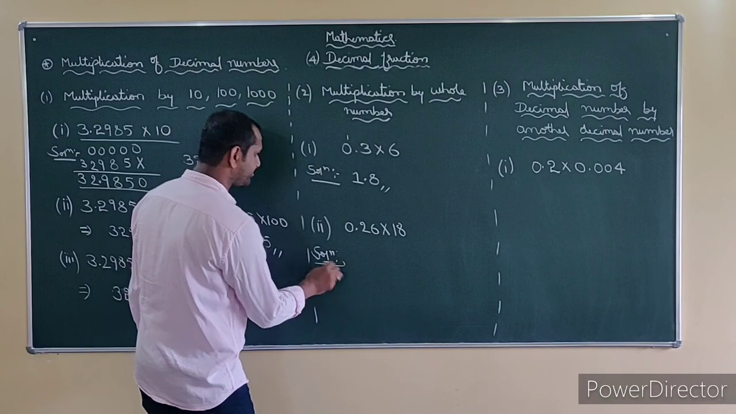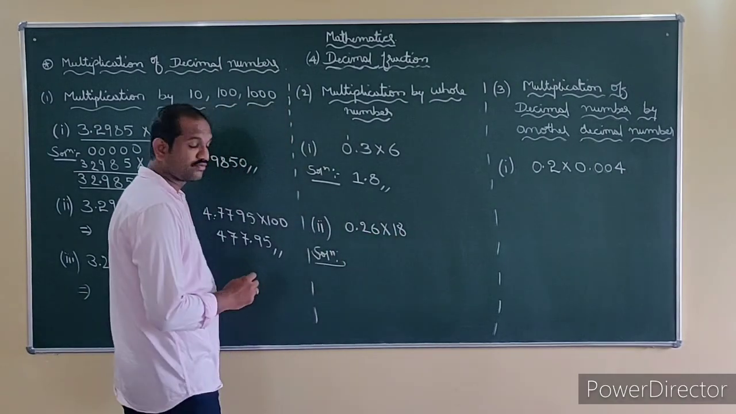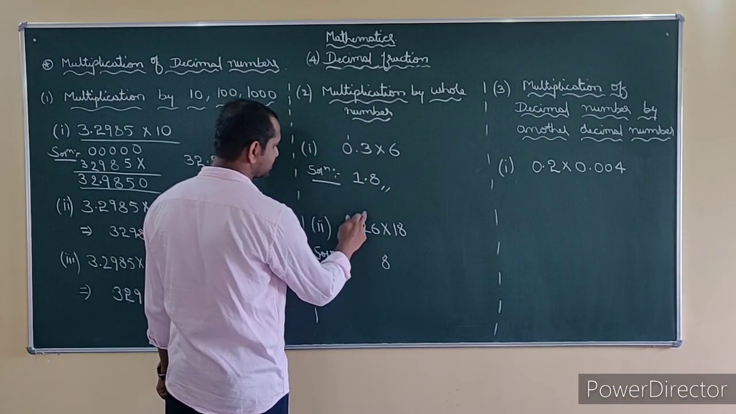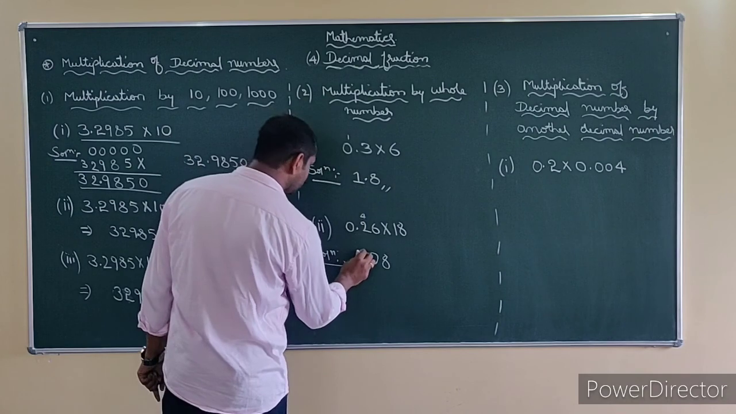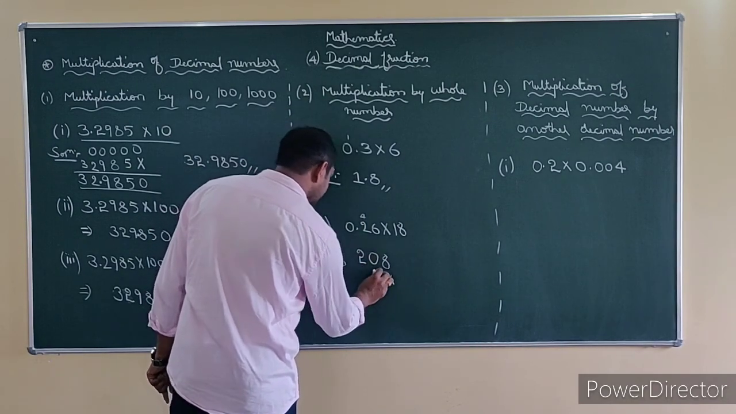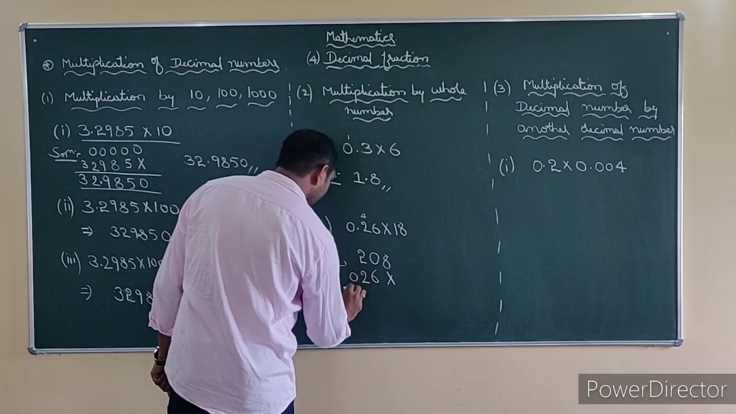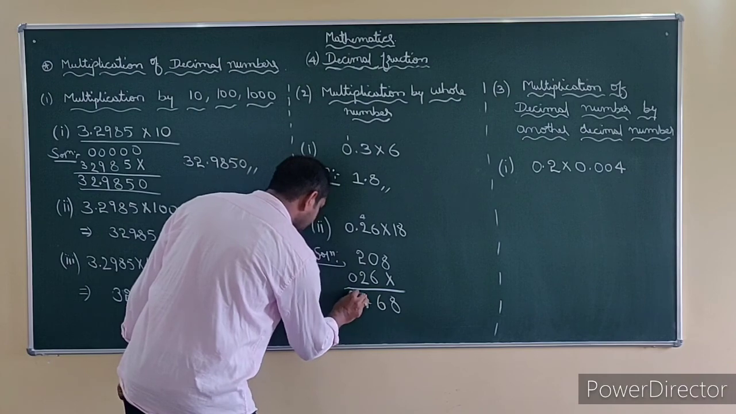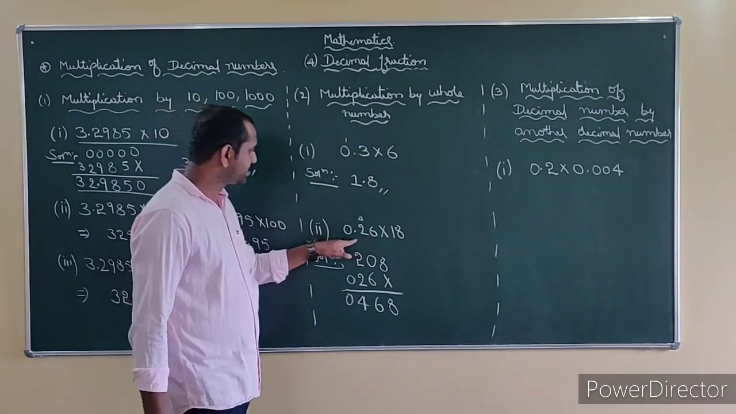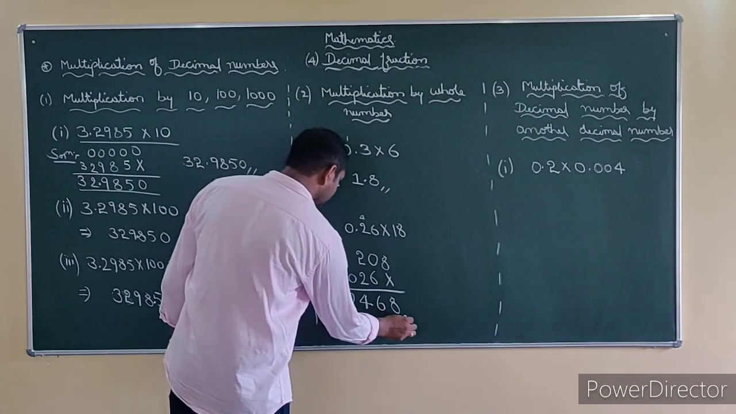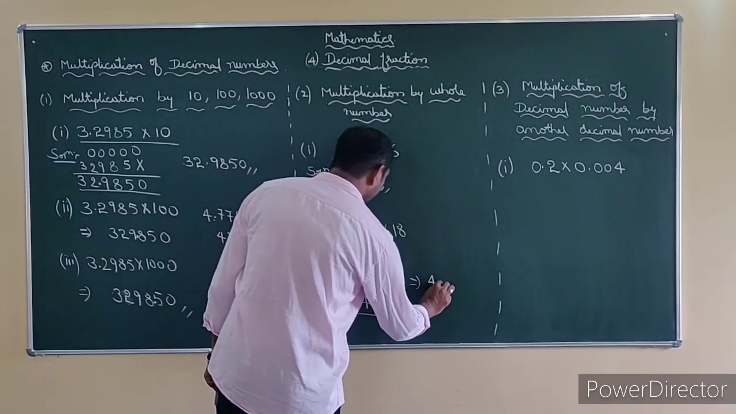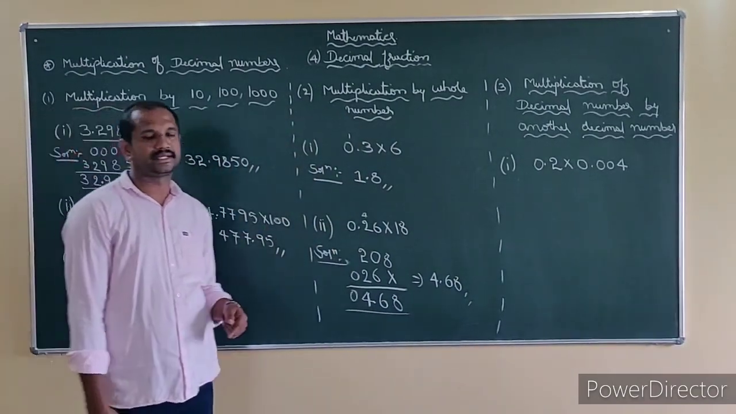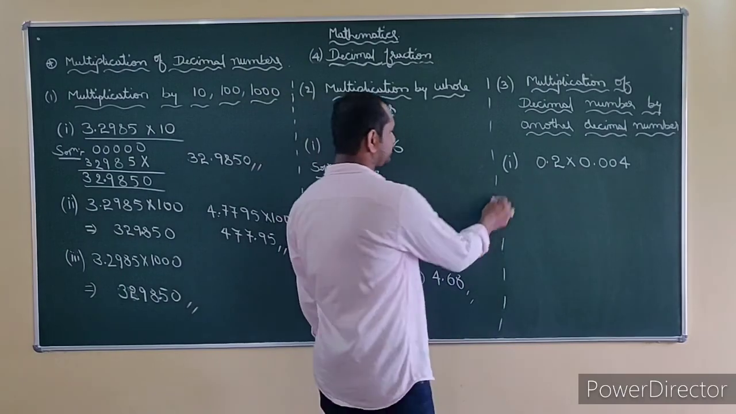Next, one more, let me show you this. 8 6s are how much? 48. 4 carry. 8 2s are 16, 16 plus 4 is 20. Then 1 6 is 6, 1 2 is 2, 1 0 is 0. In the units I have 6, then 4, then 0. Now after how many digits do I need to keep the point? 1 digit. So we have 4.68. You already know how to do this; this again we repeat.